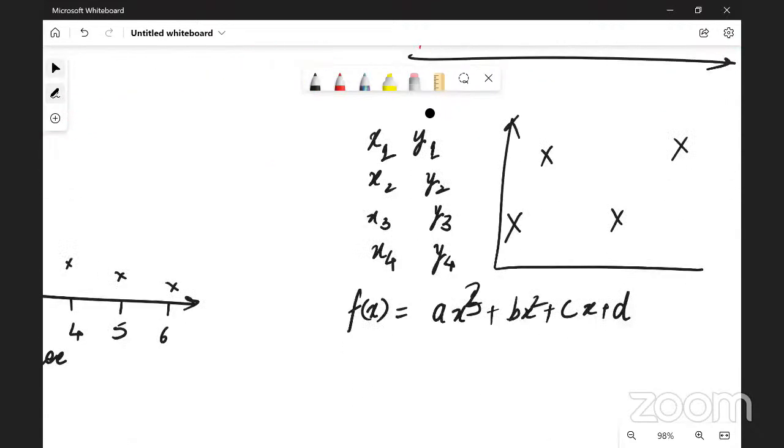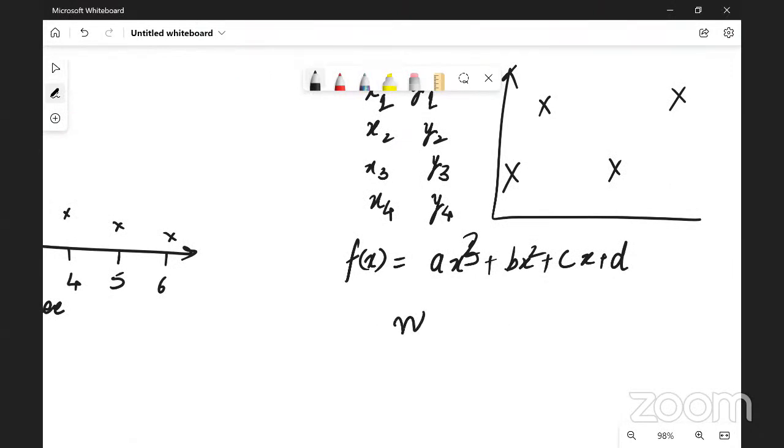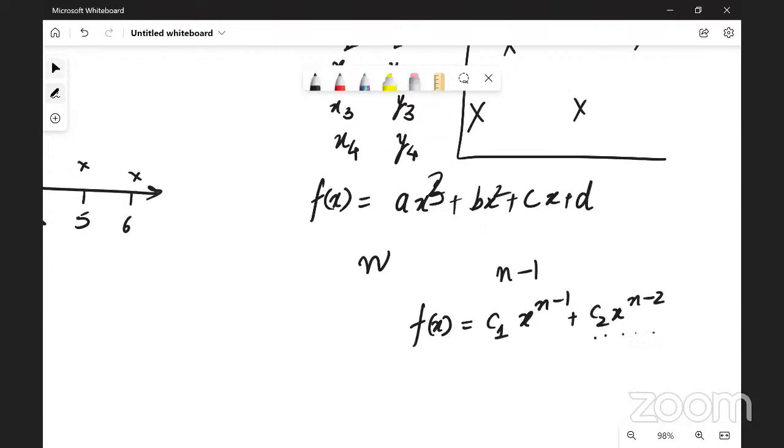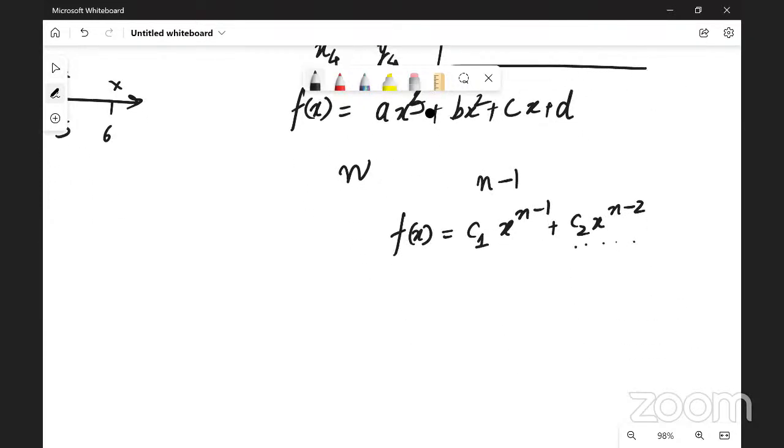So what I'm asking is, if I have n samples and data points, what degree function will pass through all of them if I'm trying to represent my model with a polynomial function? n-1. Exactly. So the degree will be n-1. I try to create a function like c1 x to the power n-1 plus c2 x to the power n-2, up to the final term, a constant cn multiplied by x to the power 0.